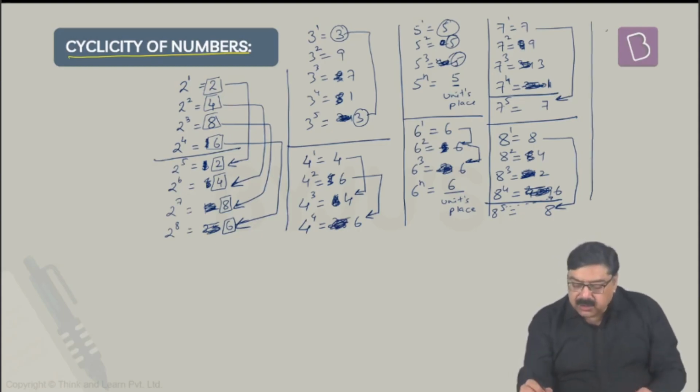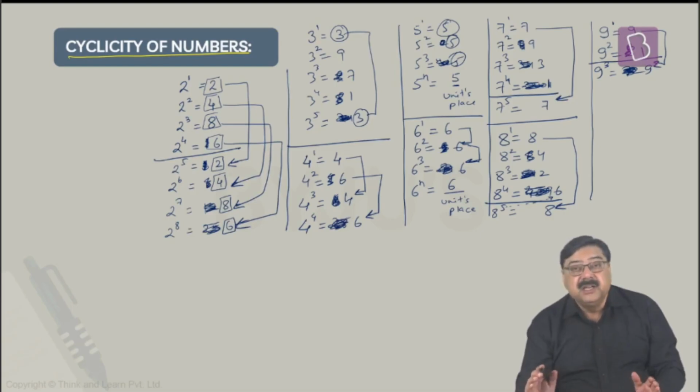Now let's talk about the remaining number, that is 9. 9 power 1 is 9. 9 power 2 is 81. Remove 8. 9 power 3 is 729. Remove 7 and 2. Once again, 9 is repeating itself. After every 2 powers, the digit in the units place is repeating itself. So we can say that 9 has a cyclicity of 2.